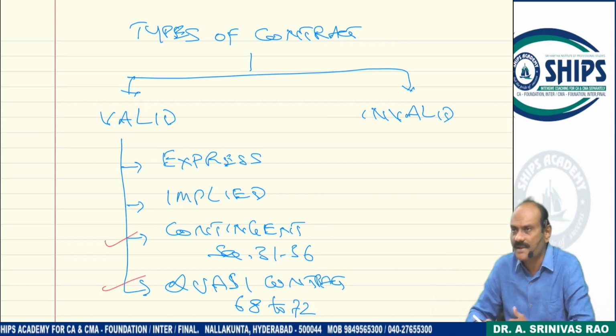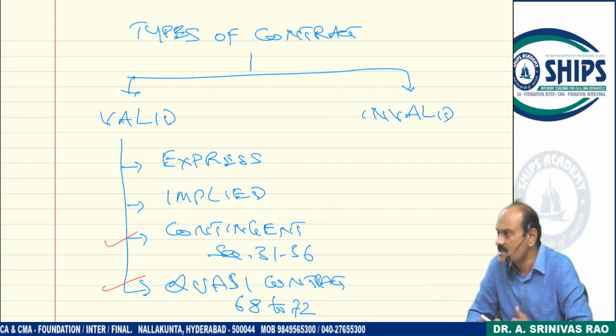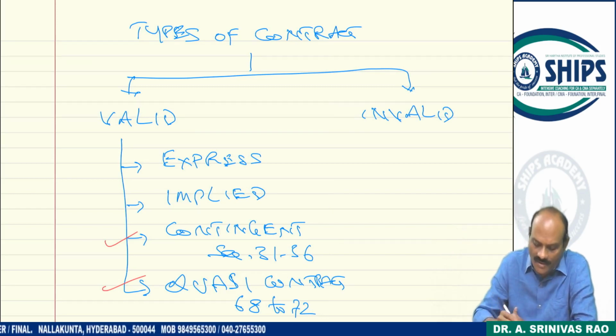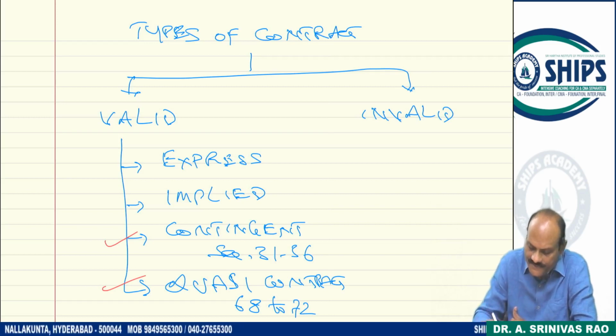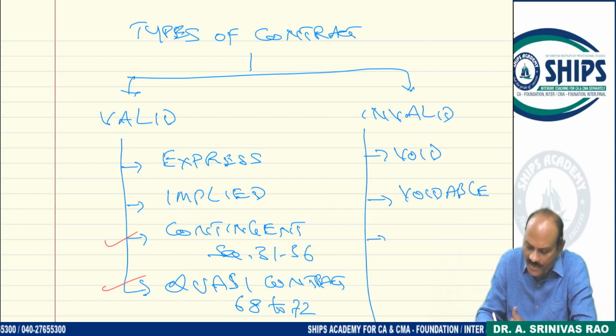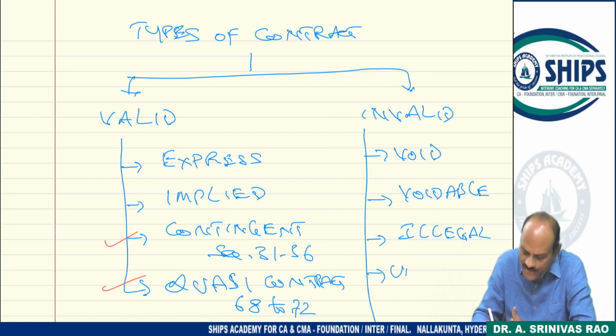Again, chapters are there for us. In the general principles of the contract, quasi contract was the last chapter, if you remember. 1 to 75, na? This is 68 to 72. Okay, next one, invalid contracts. Invalid, first one void, second one voidable, third one illegal, fourth one unenforceable.